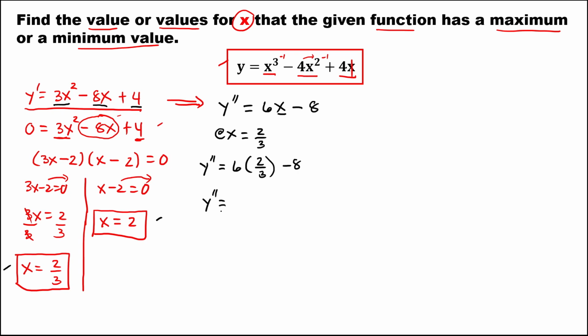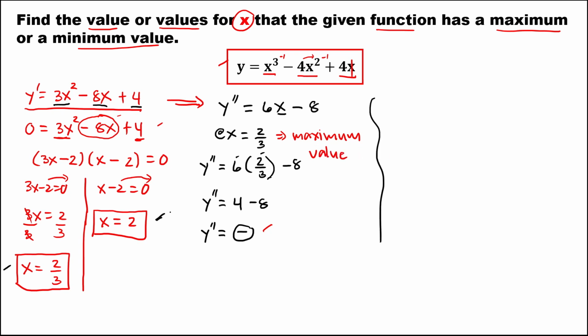So we have y double prime equals 6 divided by 3, that's 2, and 2 times 2, this is 4, minus 8. So therefore the second derivative is negative 4. Since the second derivative is negative, therefore this value is the maximum value. Then for the other value for x, at x equals positive 2.